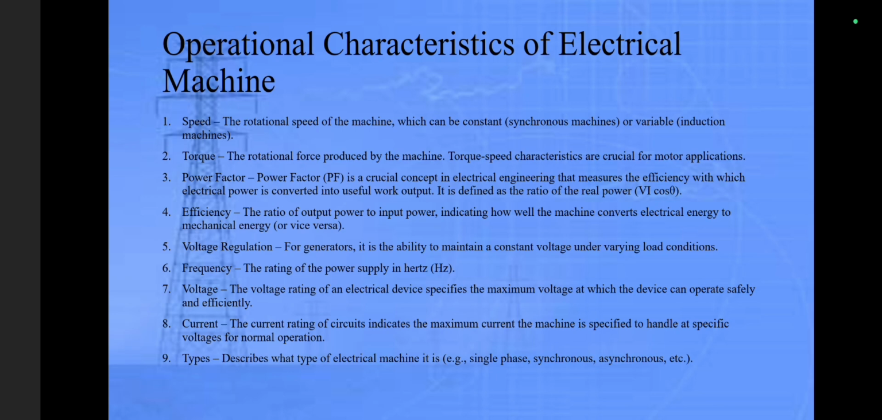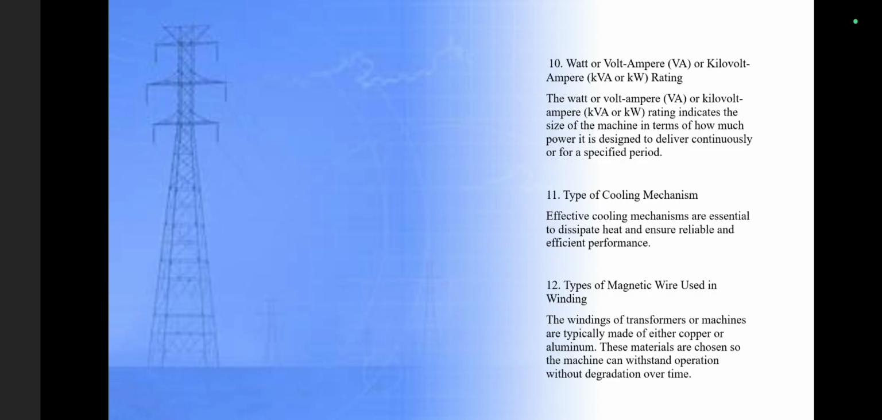Ninth, types. This describes what type of electrical machine it is: single phase, synchronous, or asynchronous, etc. Tenth, watt or volt-ampere or kilovolt-ampere rating. The rating indicates the size of the machine in terms of how much power it is designed to deliver continuously or for a specific period.